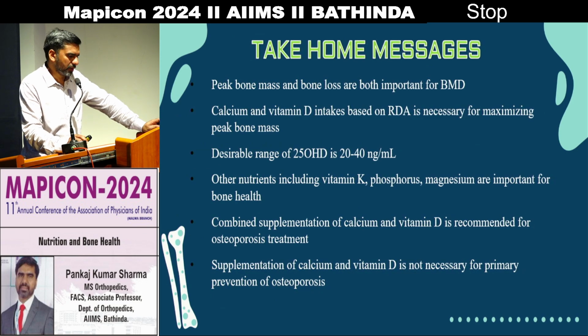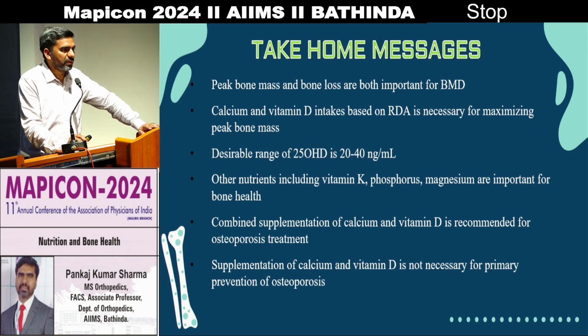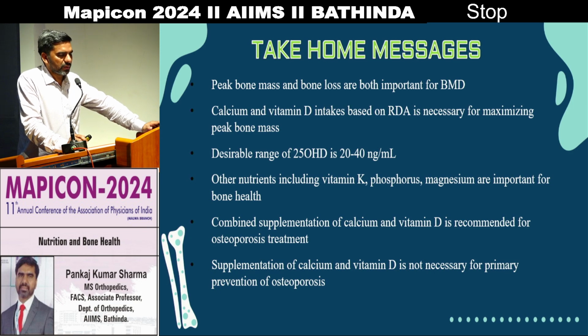Take home message: peak bone mass and bone loss are both important for BMD. We think that these are interchangeable, but they are not. Peak bone mass is different and bone loss is different. Calcium and vitamin D intake based on RDA is necessary for maximizing peak bone mass. The desirable range of vitamin D is 20 to 40 nanogram per ml. Other nutrients including vitamin K, phosphorus, and magnesium are important for bone health.